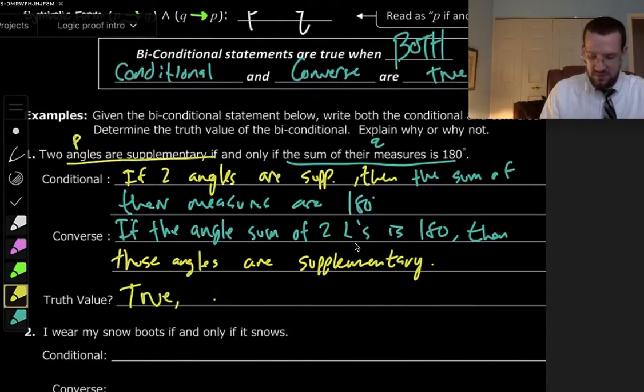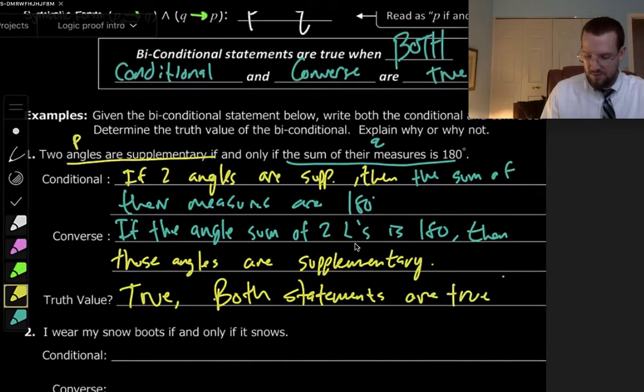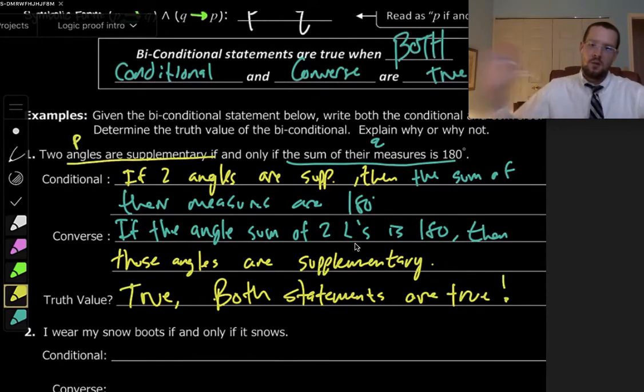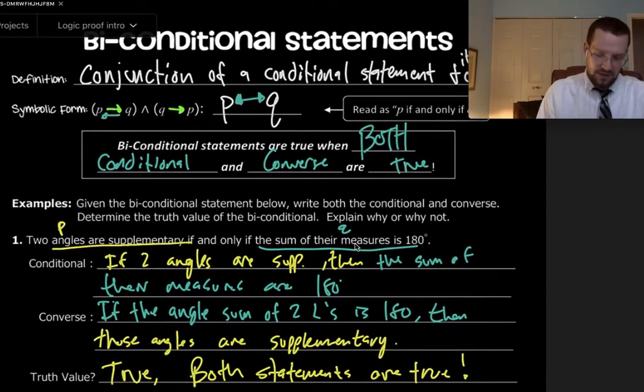This biconditional is true because both statements are true. So both these statements are true, which means that the entire statement is true. And again, what did we do here? Well, a conditional statement, P and Q, and the converse, Q and P, when we put these together, we get a biconditional statement, and that is read P if and only if Q.